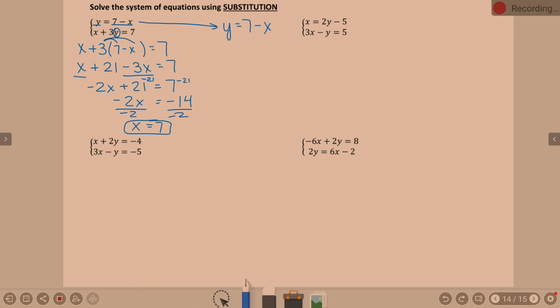Now, if you're saying the bottom one looks easier, then use that. I like the top one because it's already solved, y equals. So I just have to plug in the math. X equals 7, so y equals 7 minus 7, which is 0. How should you express your final answer? Ordered pair, 7, 0.